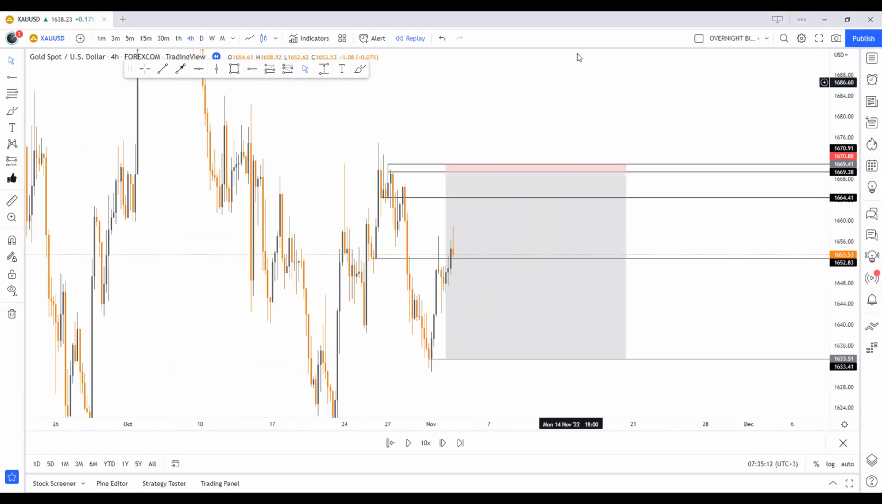So why did I consider this area? Because when we had this news release, first of all, we had another structure here. We call it a shift that the market broke.